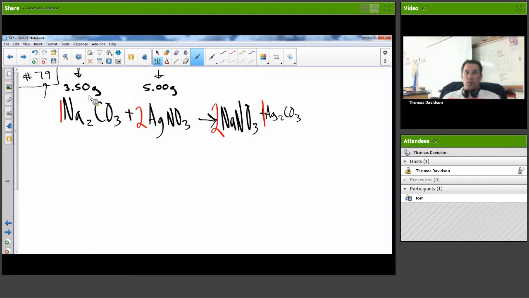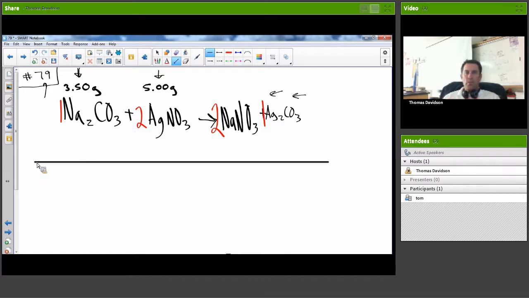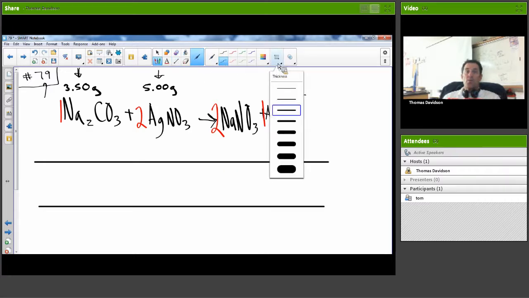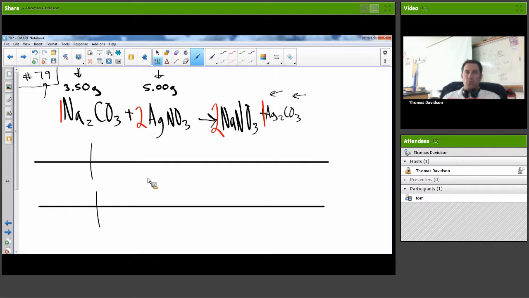So I've already written and balanced the equation. The next thing to do is to determine your limiting reactant. All right, so I'm going to put 2 picket fences. And remember the picket fences, I start them with each of the 2 givens, but I solve them both for the same product. So I'll just go with NaNO3 here, grams NaNO3, and grams of NaNO3.